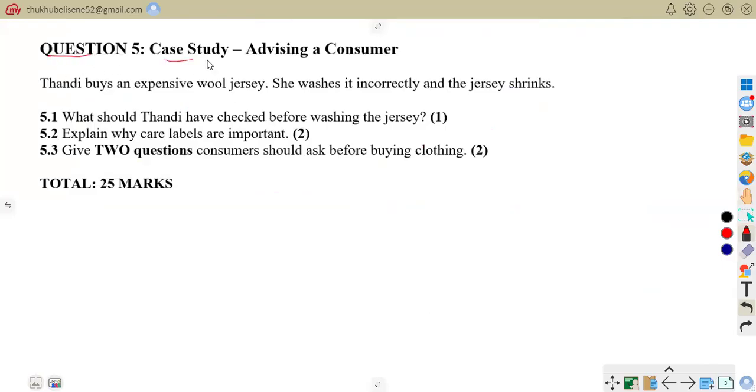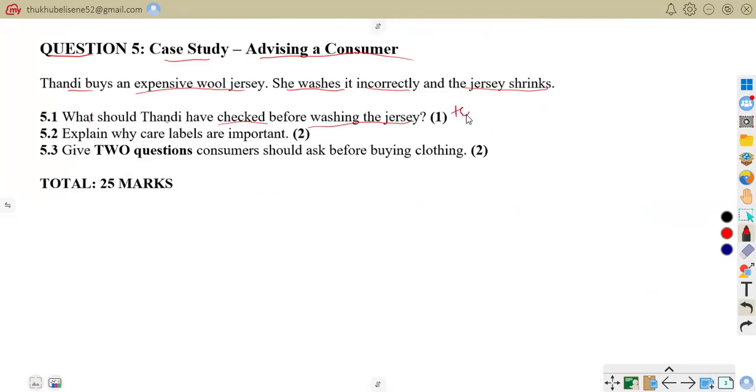Now we are on question 5, case study advising a consumer. Remember, we did talk about this in our notes. As it says, Tandy buys an expensive wool jersey. She washes it incorrectly and the jersey shrinks. Then the question is, what would Tandy have checked before washing the jersey? That is our first question. She was supposed to check the care or washing label.